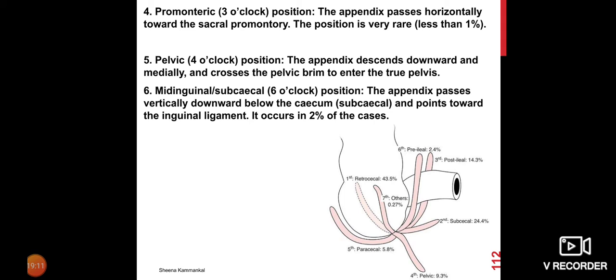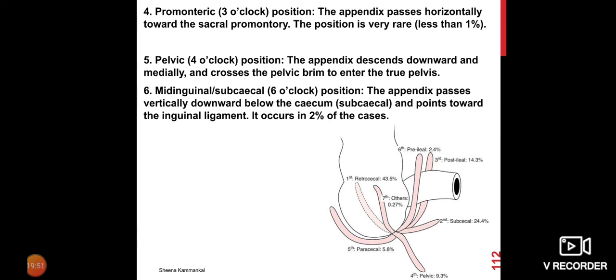Next is the 4 o'clock position. The appendix descends downwards and medially and crosses the pelvic brim to enter the true pelvis. The pelvic brim is the inner margin present in the hip bone. Below the pelvic brim is the true pelvis, above the pelvic brim is the false pelvis. So it crosses the pelvic brim to enter the true pelvis, and it becomes a pelvic organ.